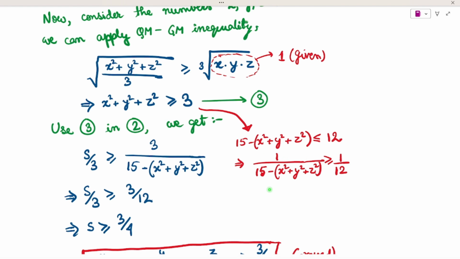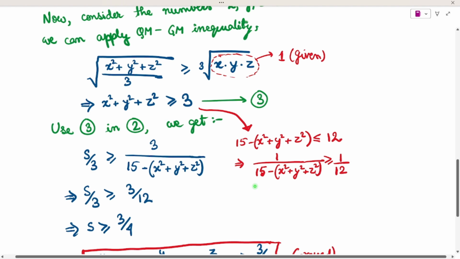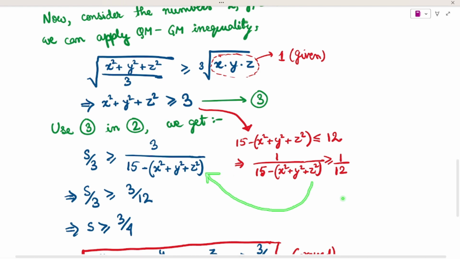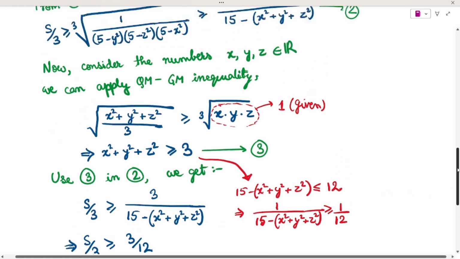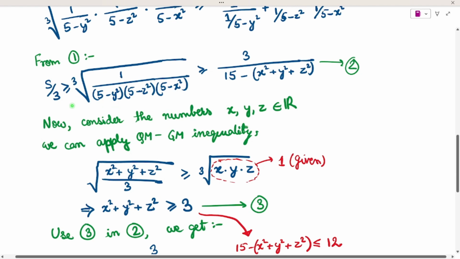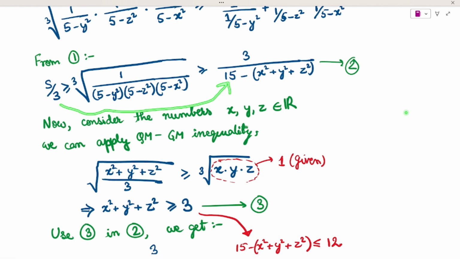So if we take reciprocal on both sides, then it will become 1 by 15 minus x squared plus y squared plus z squared is greater than equal to 1 by 12. So basically we can use this now, here in equation 2. Right, we can now use this here in equation 2 because we knew that equation 2 said s by 3 is greater than equal to 3 by 15 minus x squared plus y squared plus z squared.